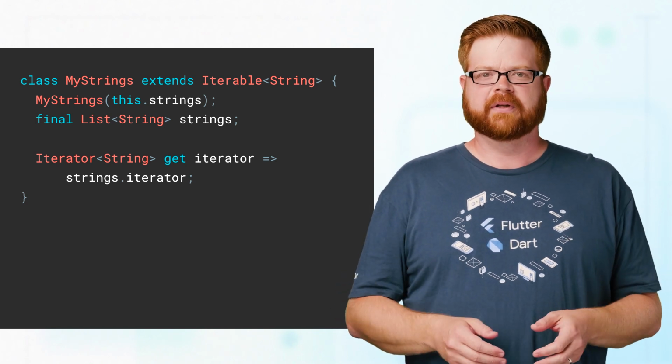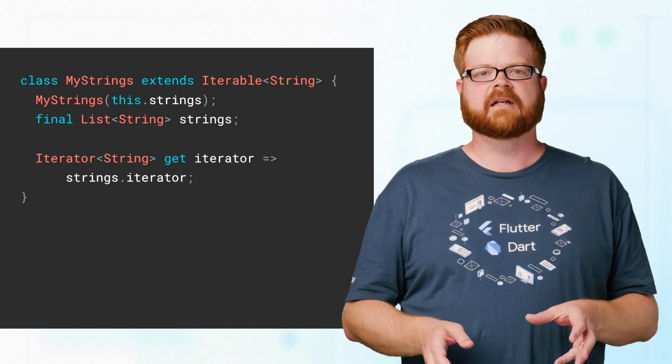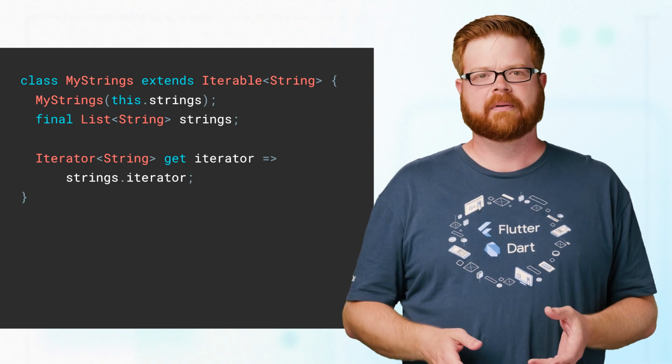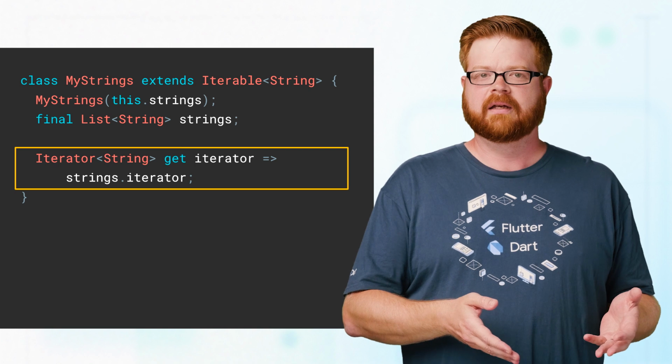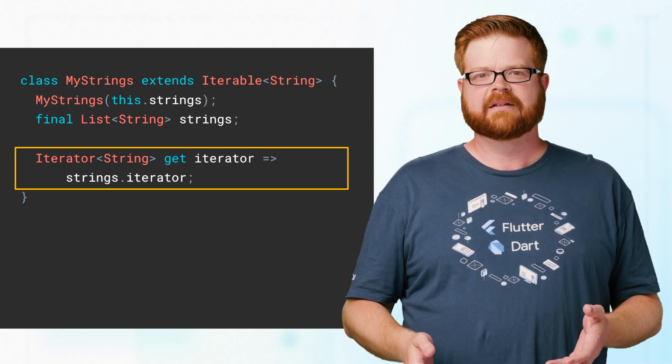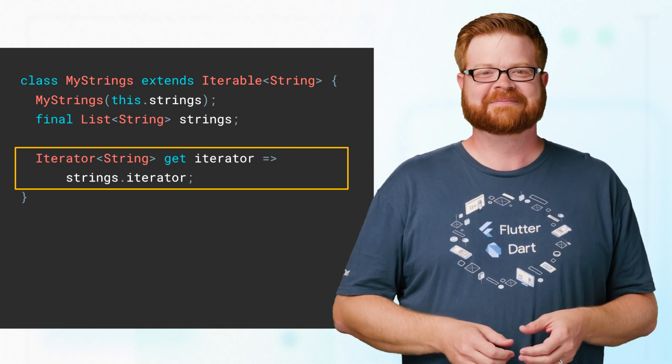Iterable is also a simple interface. It just means a class that can give you an iterator of a particular type. In this case, since myStrings extends Iterable<String>, it needs to have an iterator property that returns an Iterator<String>.